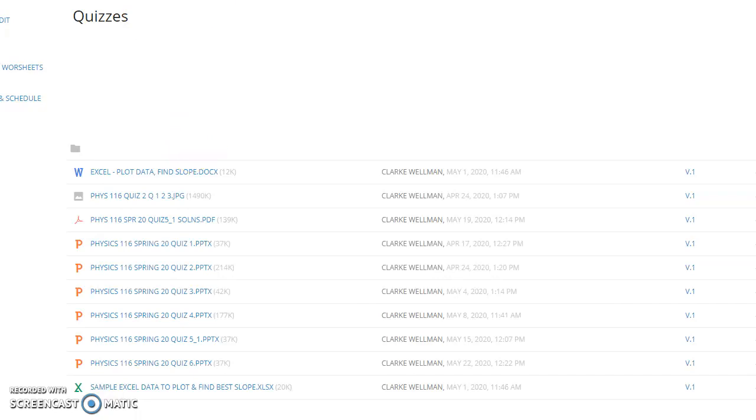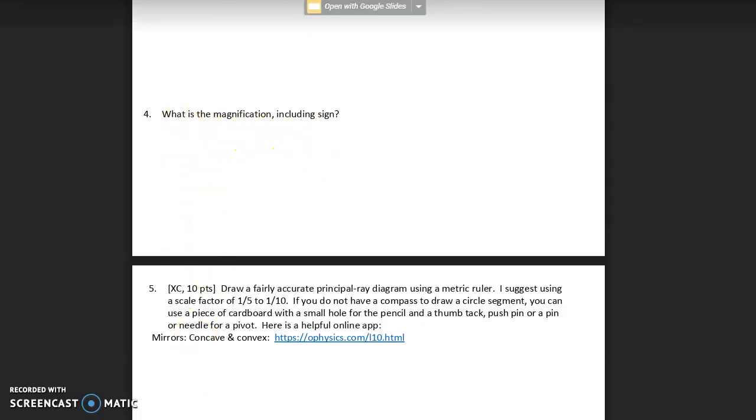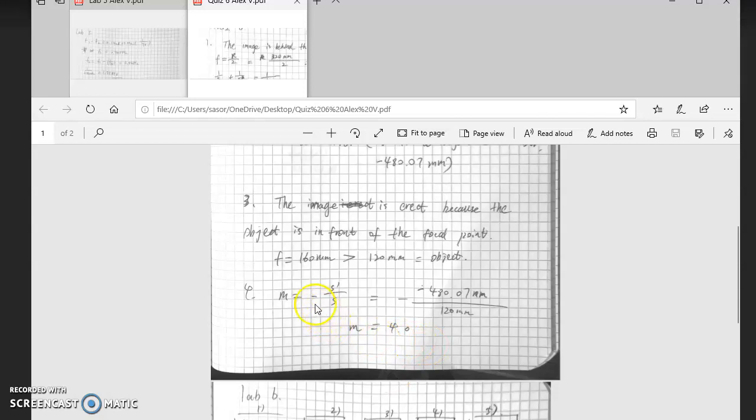For the fourth question, magnification including sign, m is equal to negative s prime over s. The negative signs cancel out each other, which gives us a positive sign here. We get exactly 4.0. Actually, I can't believe it. Let me use my calculator to calculate it again. It's actually 4.0005, but it's close enough.